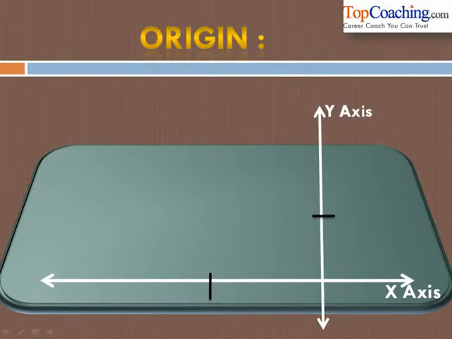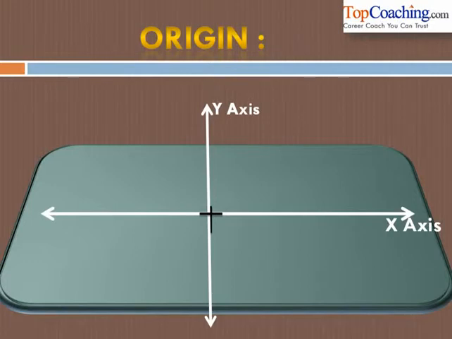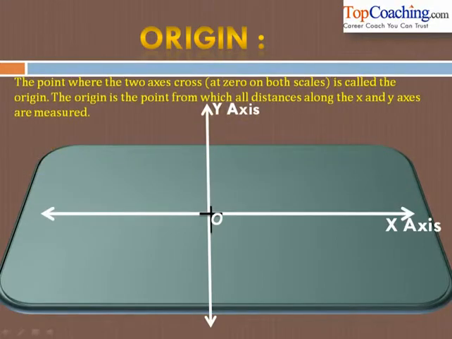Now what if we join these axes such that their zeros coincide? The point of intersection of the x-axis and y-axis is known as the origin. So this denotes the origin of the coordinate plane. The origin is nothing but the point where the x-axis and the y-axis intersect, or they have the common zero. The zero of the x-axis and the zero of the y-axis coincide with each other. Thus, the point where the two axes cross is called the origin, which is actually the point of coincidence of the zeros of both the scales.